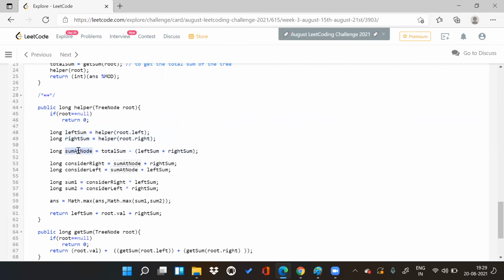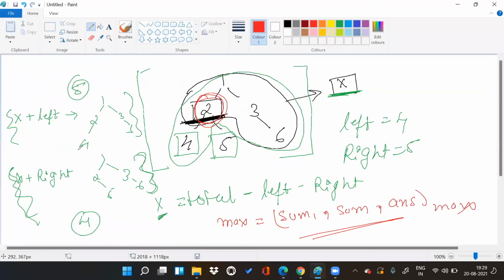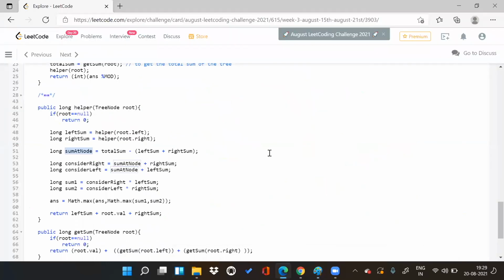Now, this sum at node is the very same node that I was talking about. For example, I am standing at this particular location, so I need to calculate the sum at this particular node. Now, the sum at this particular node, as we verified, was nothing but total minus left minus right. And the same thing is being done at line number 51, that says total minus left minus right is the sum at node. Now, the second option was, we had two options. Either we can attach the right sum or we can attach the left sum.